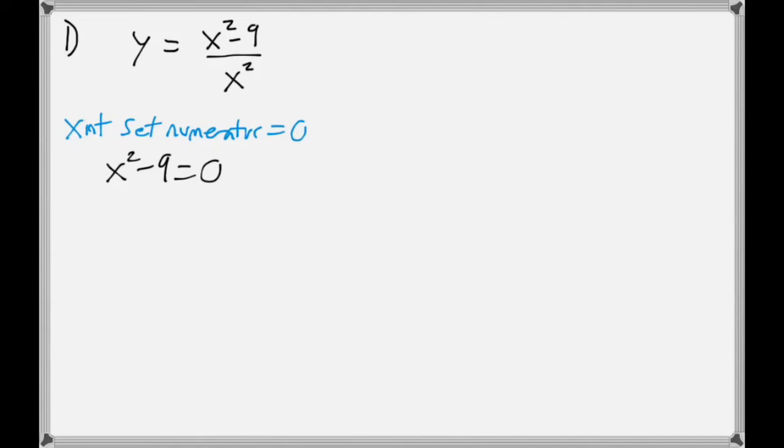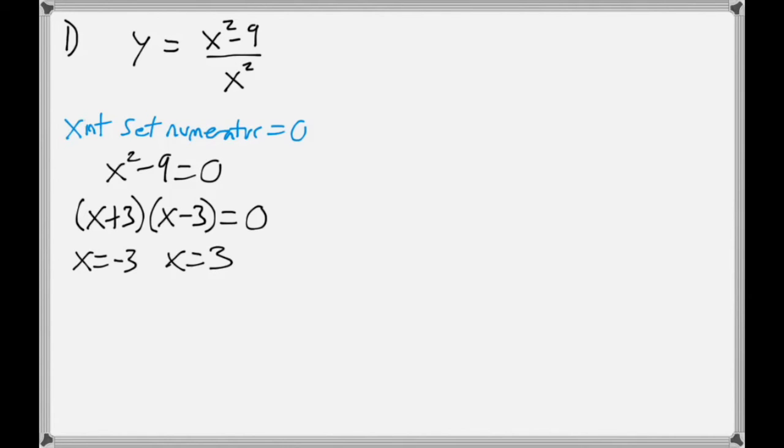If I factor this, you could use the square root property if you wanted to. I'm going to factor, and then x will be equal to negative 3, x is equal to positive 3. So as points, these are (negative 3, 0) and (3, 0).